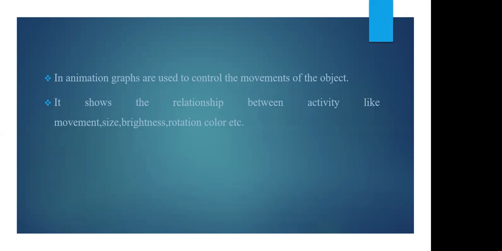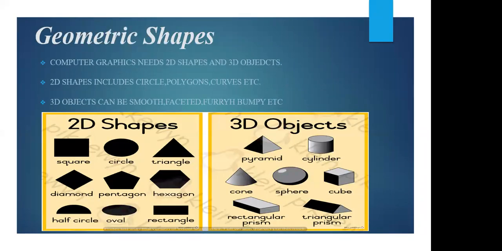So let's move towards the next point, which is geometric shapes. Computer graphics needs 2D shapes and 3D objects. 2D shapes include circles, polygons, curves, and other different types of 2D shapes that you can see in the image. Then 3D objects can be smooth, faceted, furry, bumpy, etc. Here there are two concepts, 2D shapes and 3D shapes. You have to be clear on this.